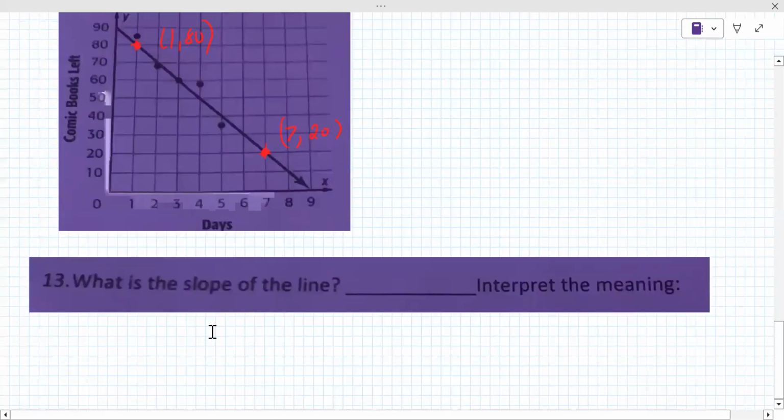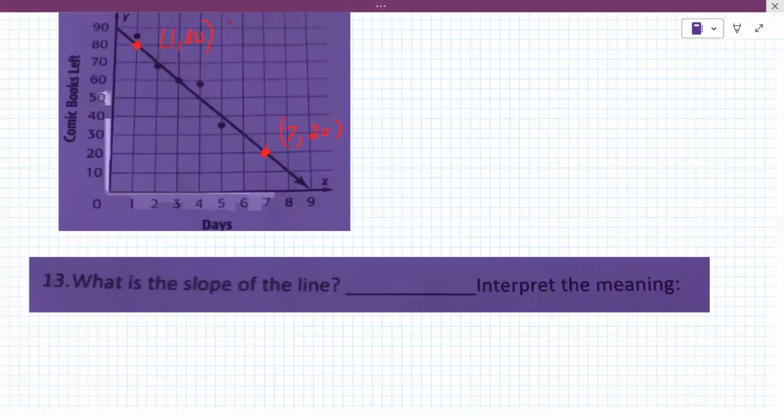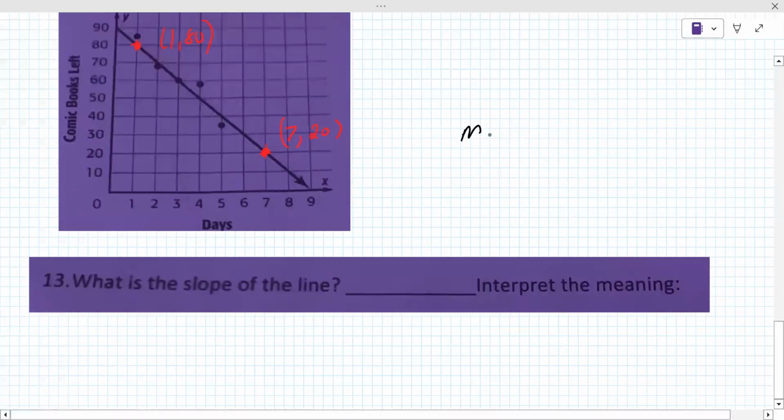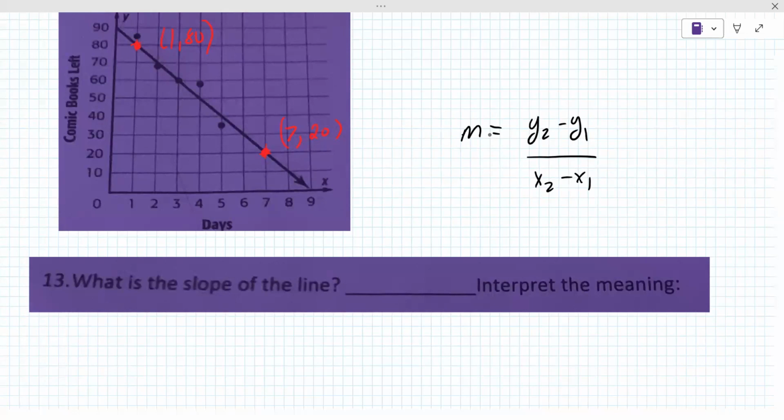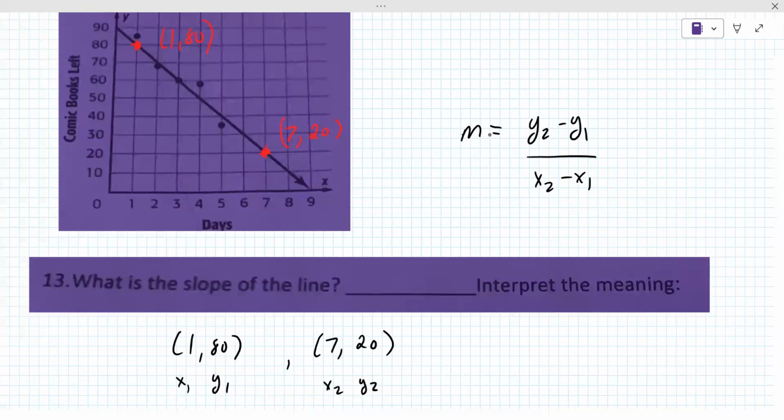The next thing here is to find the slope. The slope is, like you said, y2 minus y1 over x2 minus x1. So you've got 2 ordered pairs there, 1 and 80. Call that x1 and y1. You've got another ordered pair, 7, 20, x2, y2. Why don't you go ahead and calculate the slope for us, please?